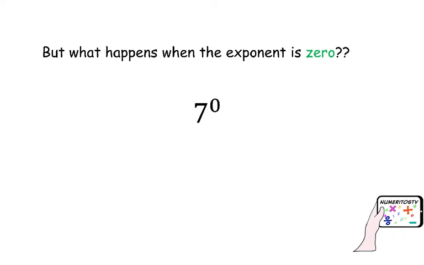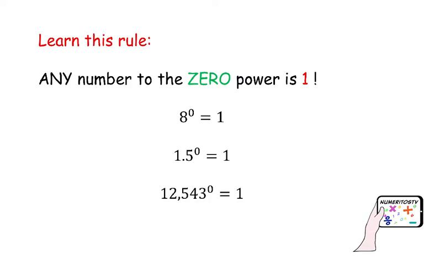But what happens when the exponent is 0? The most typical mistake here is that some of you will think that 7 to the power of 0 is 0, but this is incorrect. Learn this rule. Any number to the 0 power is always 1. So 8 to the power of 0, that will be 1. 1.5 to the power of 0, that's also 1. And 12,243 to the power of 0 is always 1.